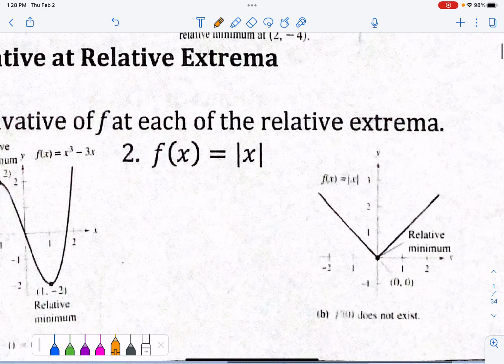All right, let's do number 2. So all we have to say for the answer is plus and minus 1.